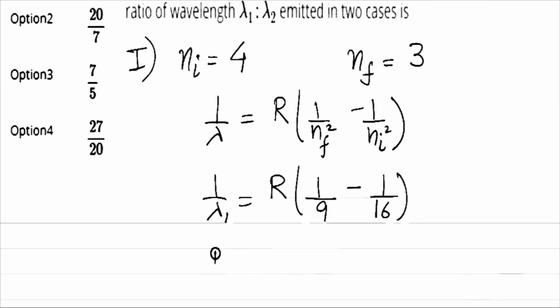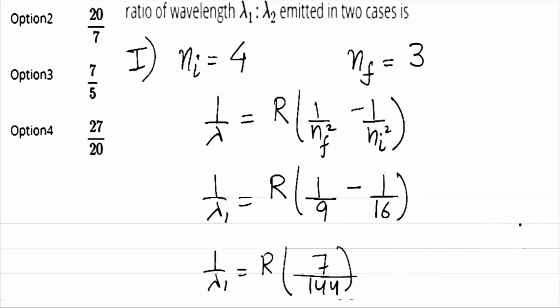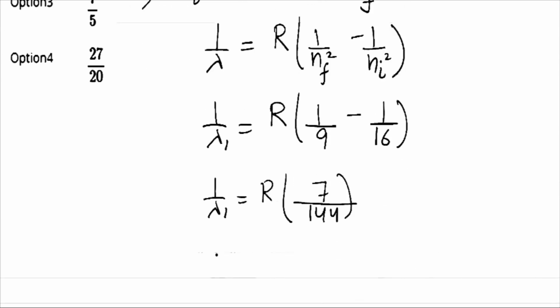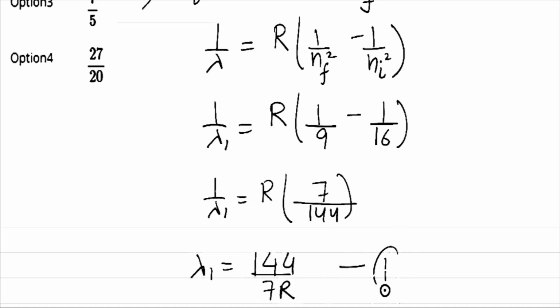Now taking the LCM of 16 and 9 we get 144. In the numerator we get 7. So on solving here we get lambda 1 equals 144 upon 7R. This is assumed to be the first equation.